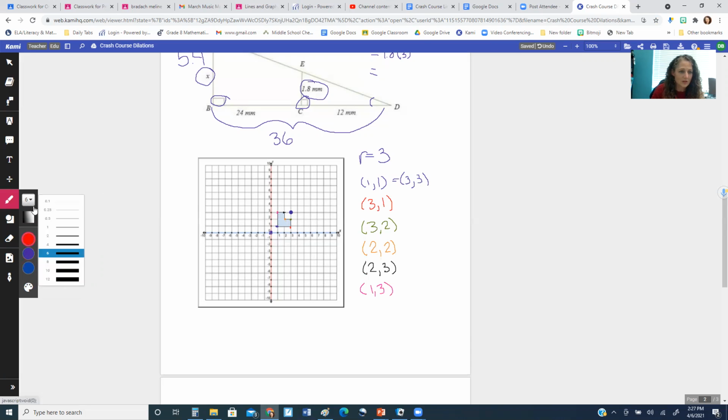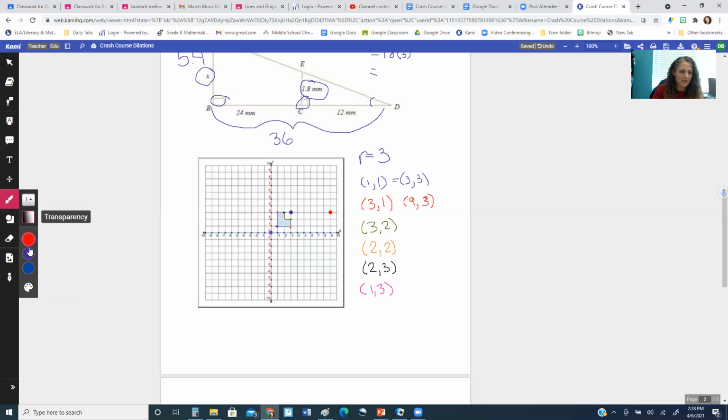Okay, let's do the red one next. We have the point 3, 1. So multiply 3 times 3, which is 9. 1 times 3 is still 3. Has not changed. So we have the point 9, 3. And we can drop a point right there. So 9, 1, 2, 3. Boom.